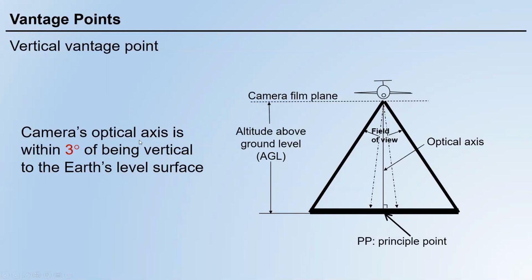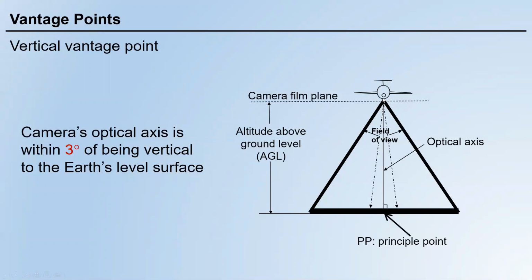The camera's optical axis is within 3 degrees of being vertical to the Earth's level surface. So the principal point here is also considered as the vantage point. And how about this solid black triangle? This is the area that this camera can observe.